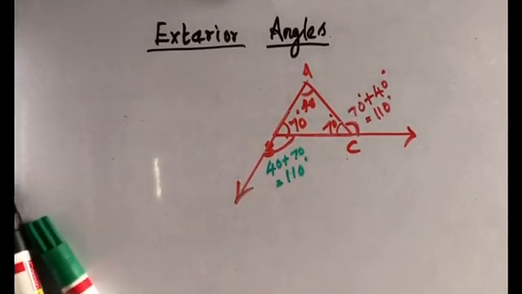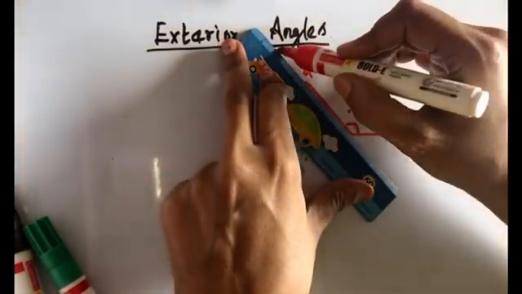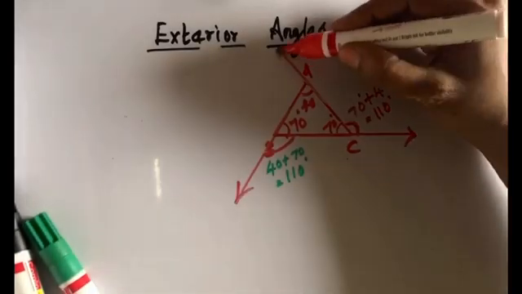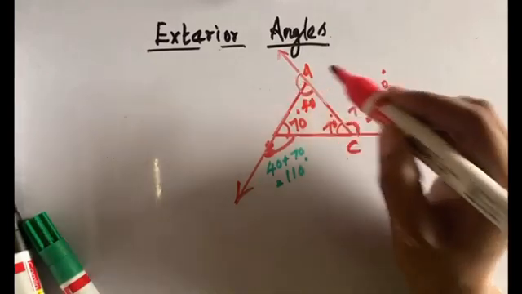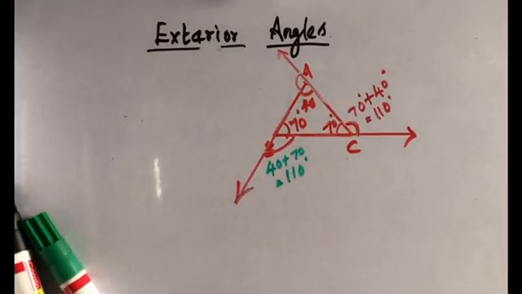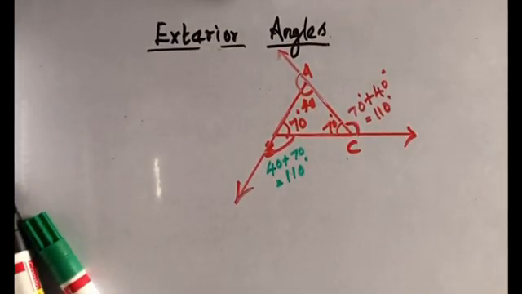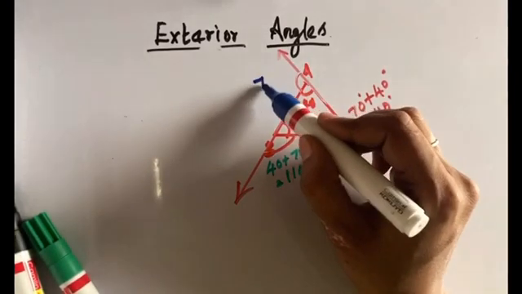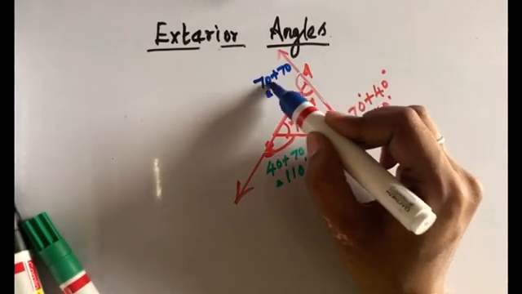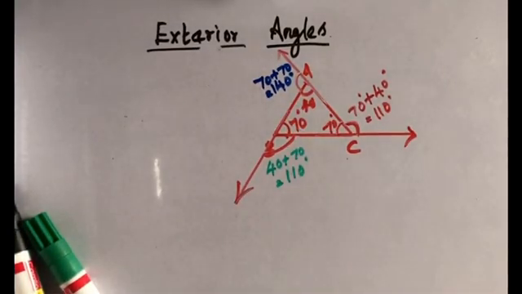Okay. If we extend this side, here also an exterior angle is formed, and this exterior angle is equal to the sum of the interior opposite angles as usual. So, for this angle, what are the interior opposite angles? This and this. So, 70 plus 70, that is equal to 140 degrees. The exterior angle formed here is 140 degrees.